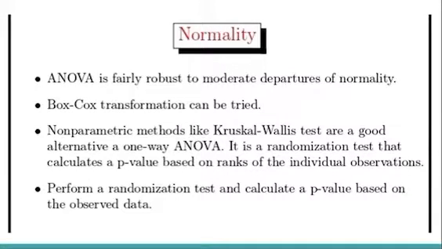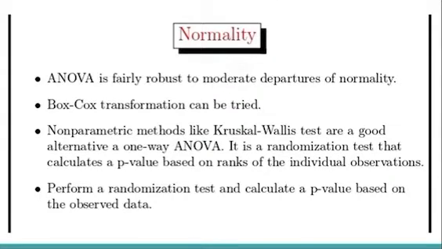Okay, normality. I just talked about normality. Let me tell you this: ANOVA is fairly robust to moderate departure from normality. When the assumption of normality is violated, we can still use ANOVA, but only if the violation is not severe. If it is moderate, there's no problem. But if it is severe, of course, we cannot use ANOVA anymore. Then we need to resort to a non-parametric procedure, which is going to be Kruskal-Wallis.